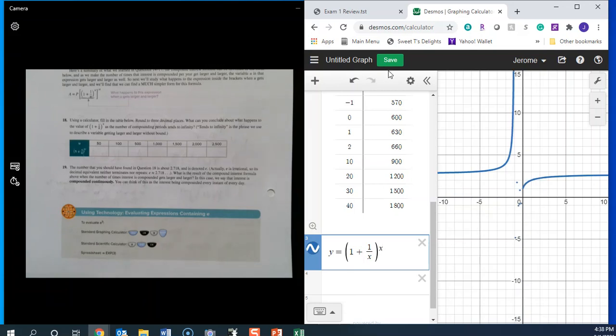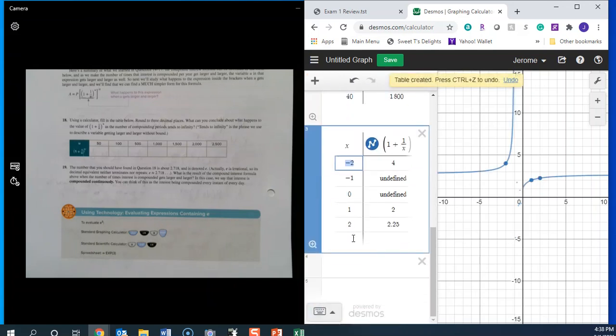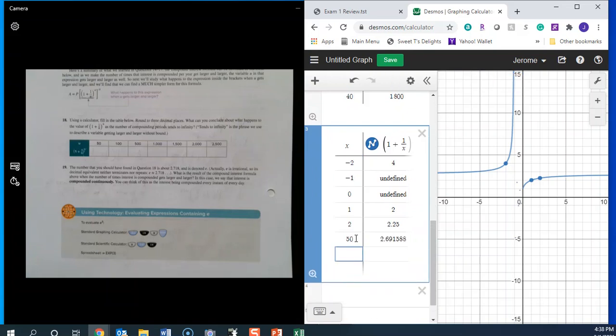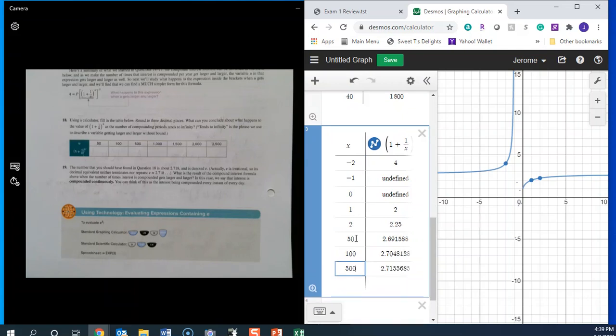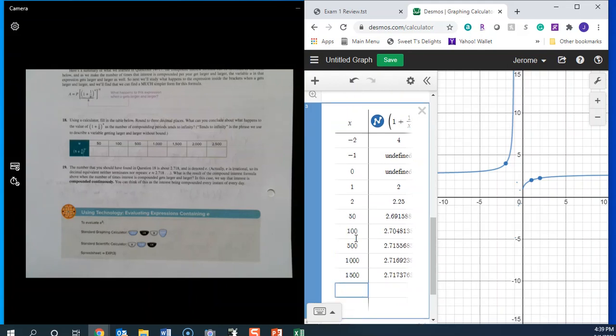And then we will go up here, get this wheel here, and we will hit the table. And then we could put in the values. Okay, 50, 100, 500, 1,000, 1,500, 2,000, and then finally 2,500.